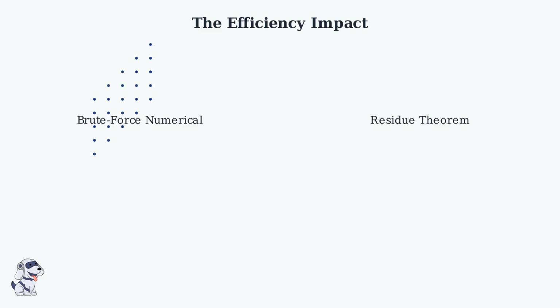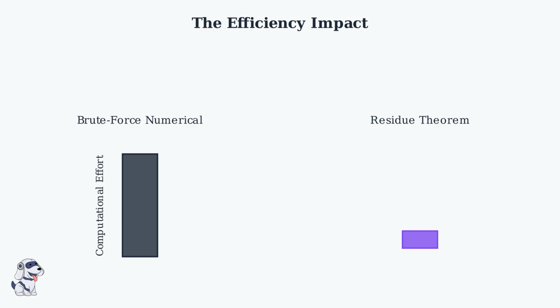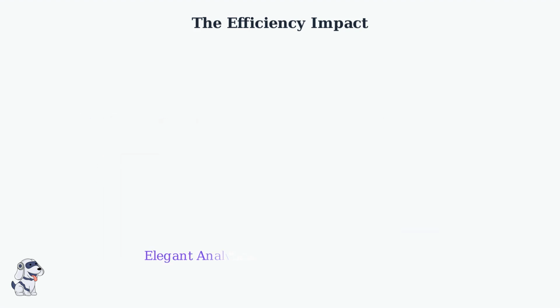Numerical methods must discretize space, checking millions of points one by one. This demands massive computational resources. In contrast, the residue theorem gives us a direct, elegant analytical path. We simply circle the pole, calculate the residue, and arrive at the result. This isn't just theory. As this chart shows, the analytical approach drastically reduces the computational workload. Less effort for the machine means more focus on solving the actual problem. By embracing the residue theorem, we trade raw, expensive processing power for mathematical elegance and efficiency.